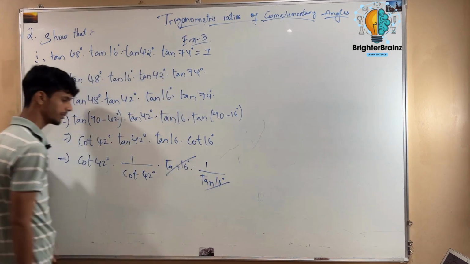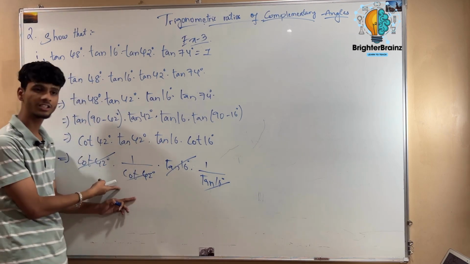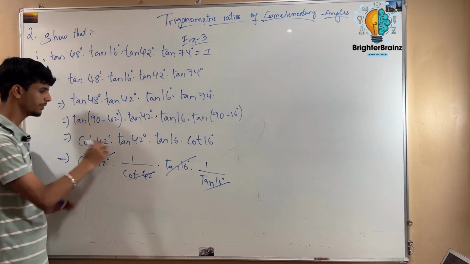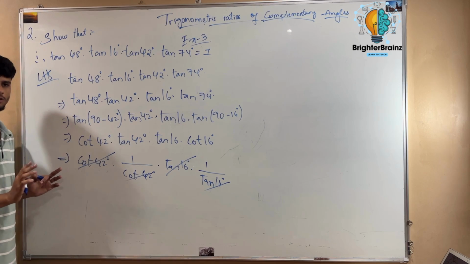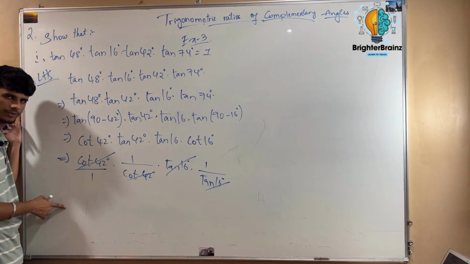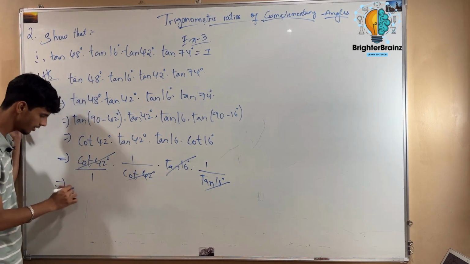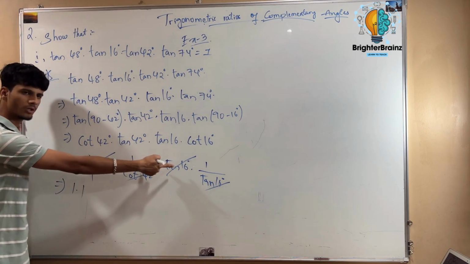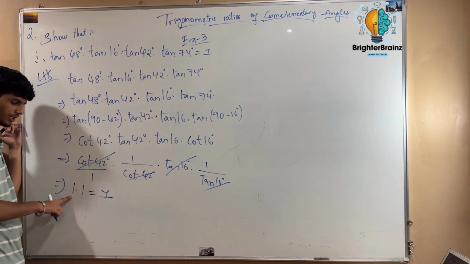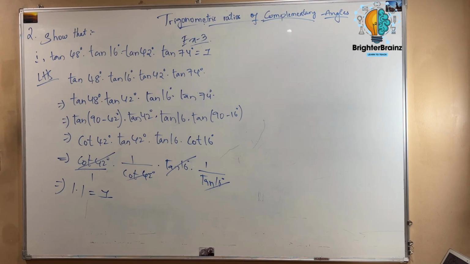Tan 16 will be cancelled. Cot 42 will be cancelled. This is in the numerator and this is in the denominator. At that case only will be cancelled. Okay, if it is multiplying to each other, it will not be cancelled. Okay, so it is in the numerator. If nothing is there, denominator will be 1 here. So this and this will be cancelled. Tan 16 will be cancelled. What is left over here? 1 into 1. 1 into 1 will be 1. It is not 1.1. It is 1 into 1 equal to 1. Do you have any doubts?